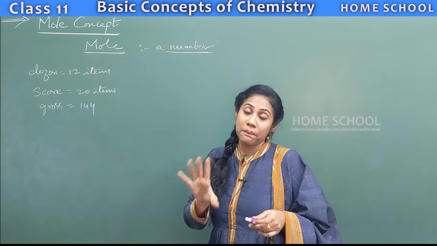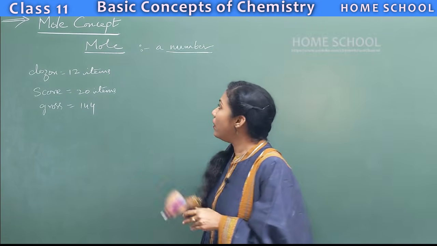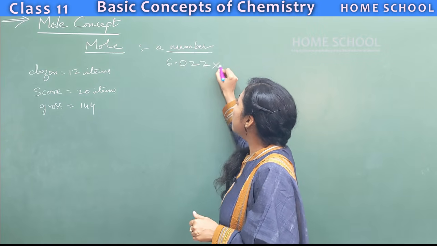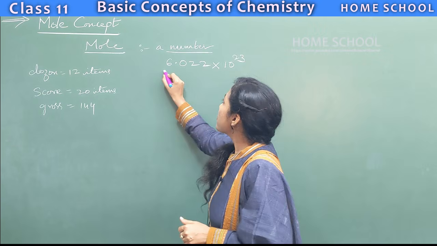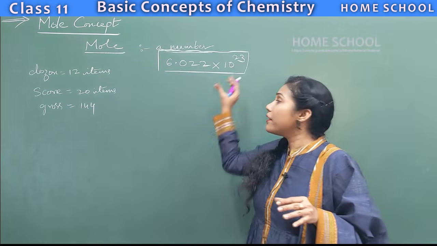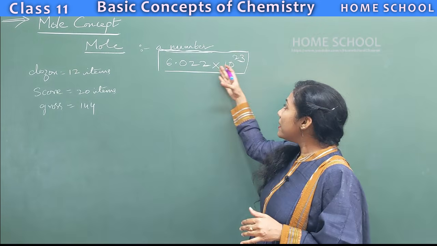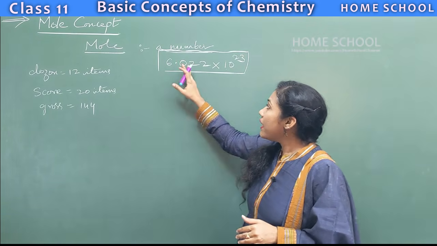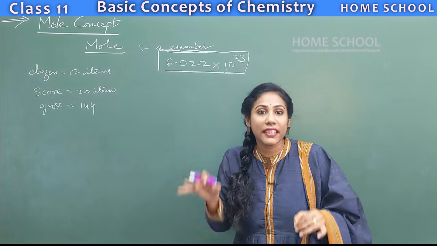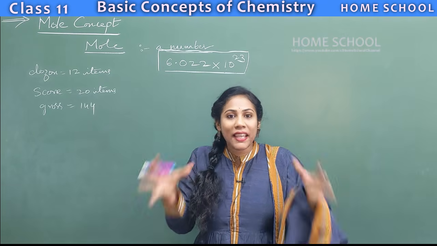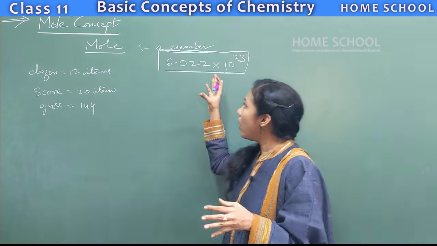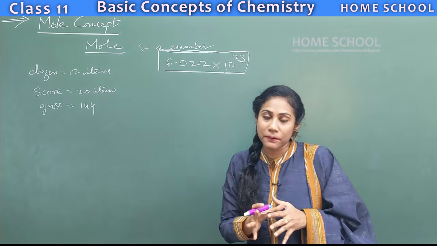It represents a number. So what is that number? We call it a mole. The number is 6.022 into 10 power 23. So this number we are going to call with the name mole. It's a huge number. You can just imagine how many zeros you can put here, right? 6.022 into 10 power 23. This biggest number is used in chemistry, and that big number is called by a term called mole.